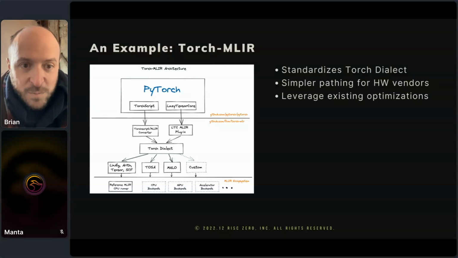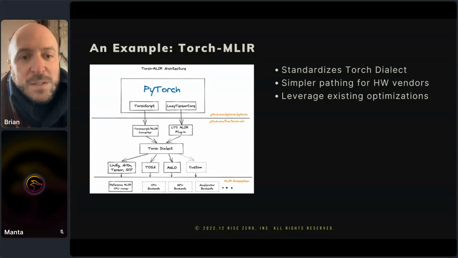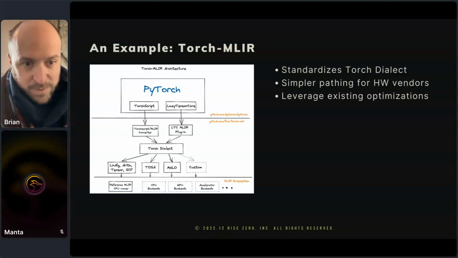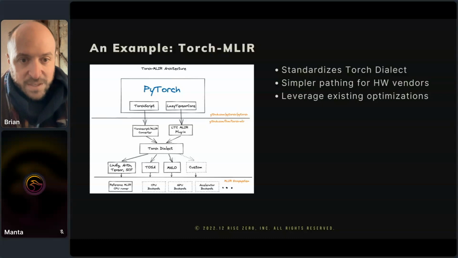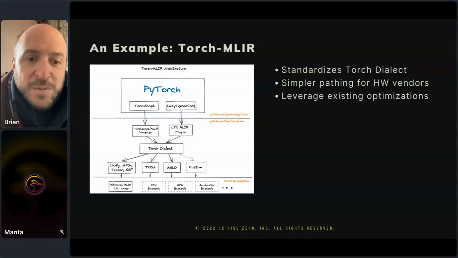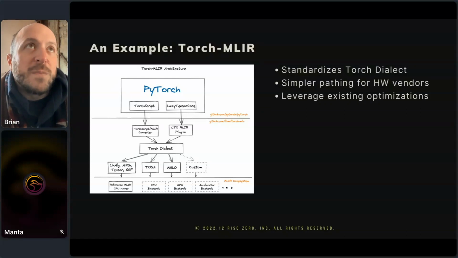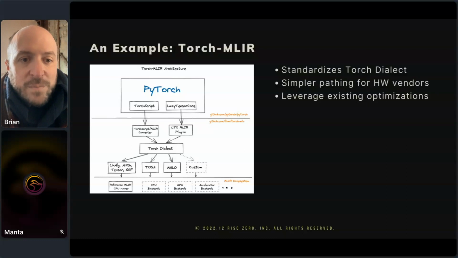But once you get into MLIR land, you have these standardizations around dialects, which represent the different levels of abstraction, and then you can use the LLVM machinery to transform those dialects into lower level representations. Hardware vendors can plug into the lower levels of the abstraction stack and not have to worry about which programming framework their potential customers are coming in from.